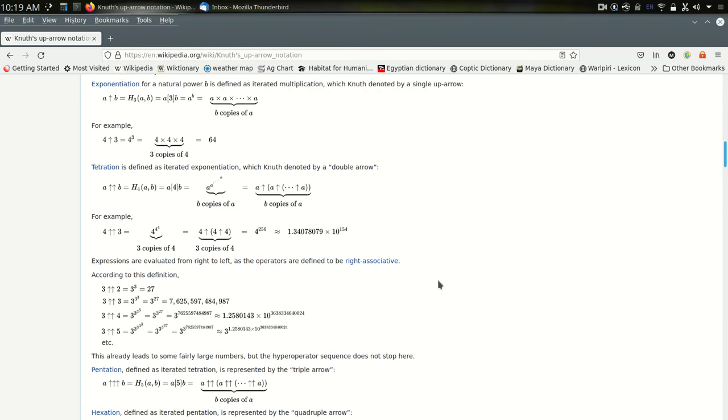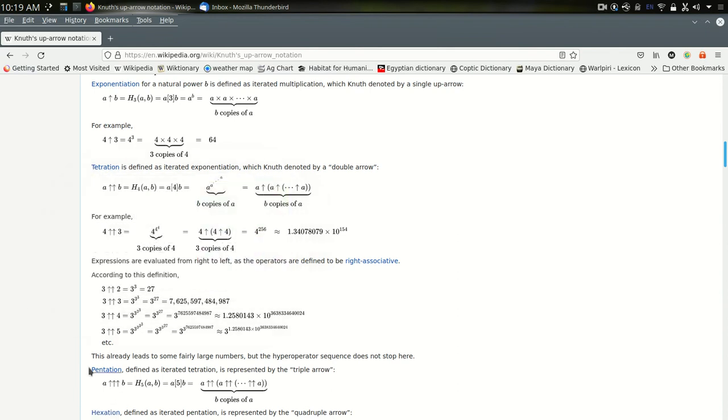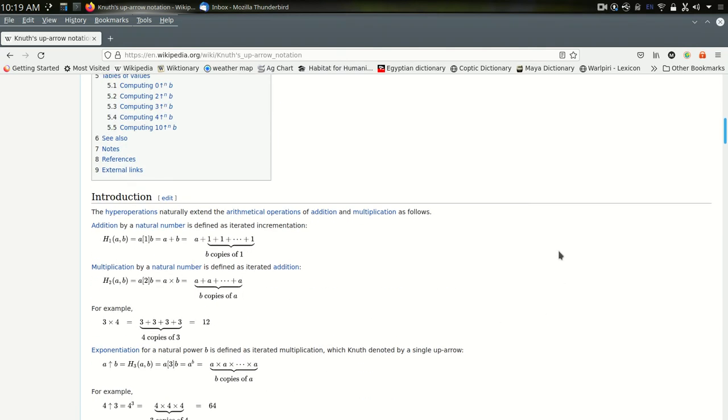Right? So we just start using, I believe, the Greek word for these numbers, right? Tetra, penta, hexa. So the next one will be heptation, and then octation, something like that.